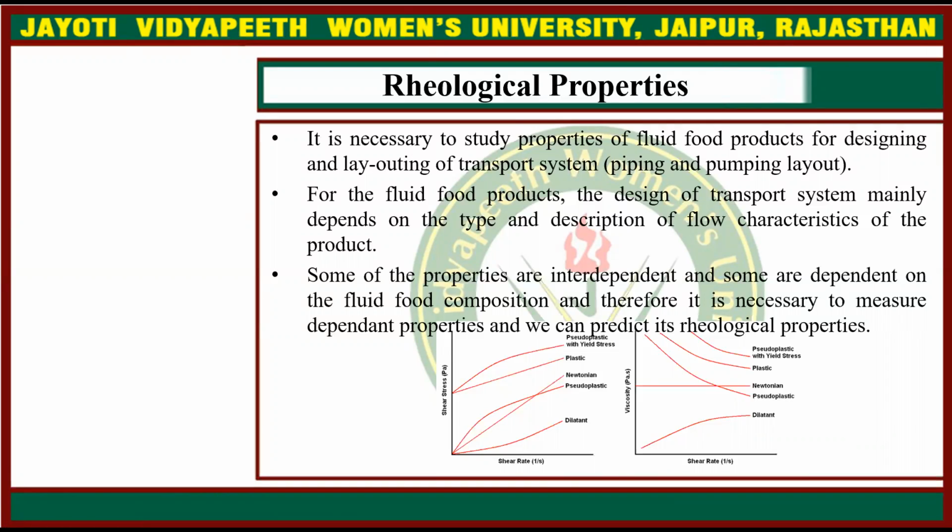This is the graph between shear stress and shear rate. This is for Newtonian fluids. This is for pseudoplastic fluids. This is for dilatant fluids. This curve, when we apply some stress on plastic fluids, it will behave like a Newtonian fluid. Then pseudoplastic with yield stress. Then in terms of viscosity and shear rate, this curve is for dilatant, this curve is for Newtonian fluids, then pseudoplastic fluid, plastic fluid, pseudoplastic with yield stress.